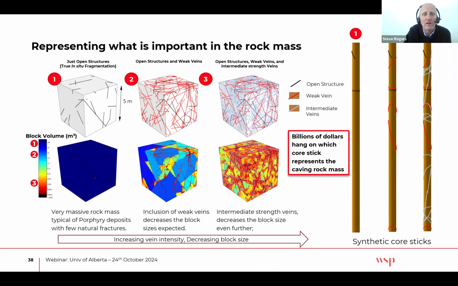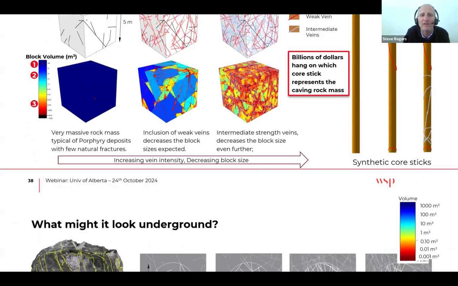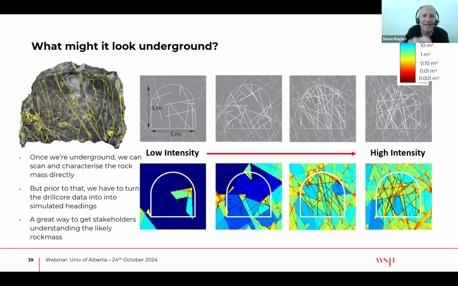So then we can start looking at different P32s. What does the rock mass actually look like? What's the block volume? And these are just some simulated caustics, and billions of dollars hang on which caustic represents the caving rock mass. I haven't really got time to dwell on that, but it's worth bearing in mind. We often send our cheapest people to log core, and that is the data on which billions of dollars are based.